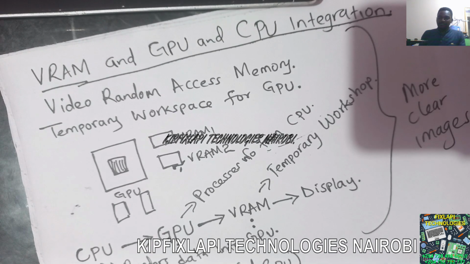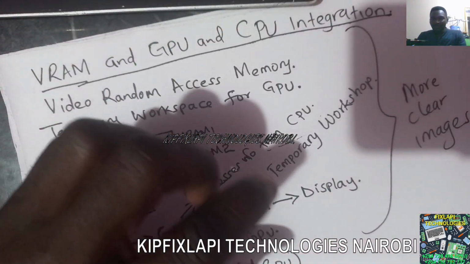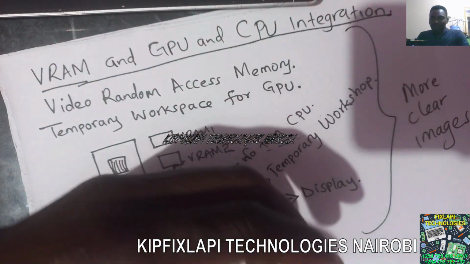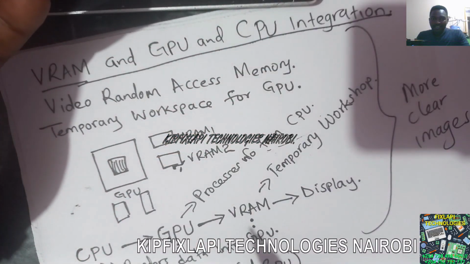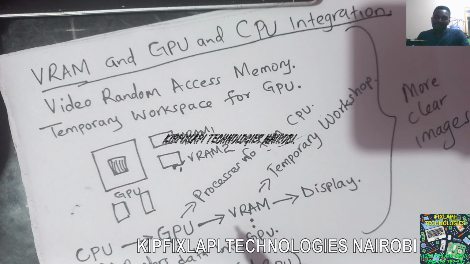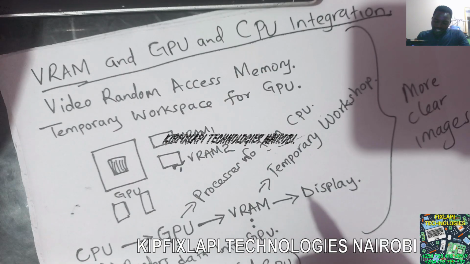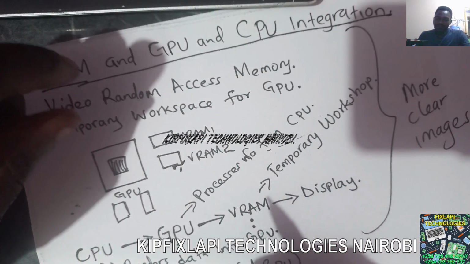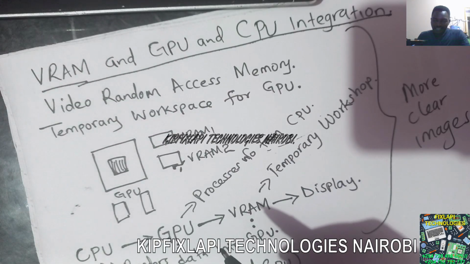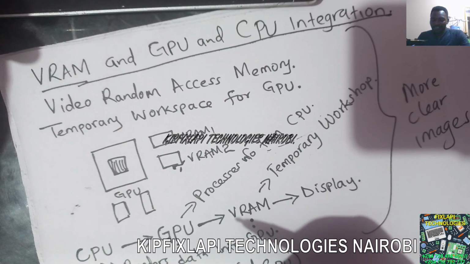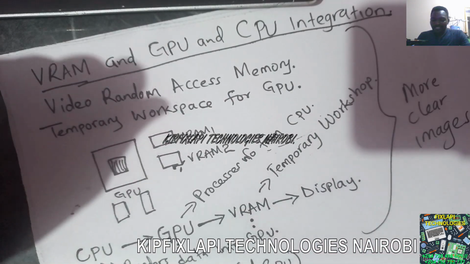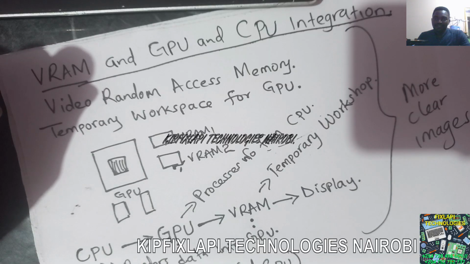Dedicated GPU is specifically dedicated for that work of image clarification or imagery. Then you have integrated, which is integrated inside the CPU, and its work is still imagery. However, there's less performance as compared to the dedicated GPU, right?